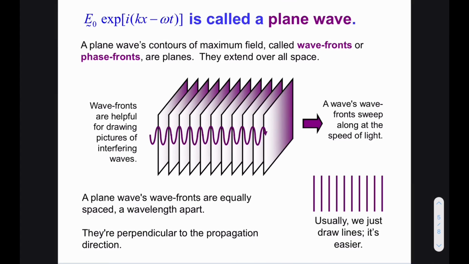Now, the contours of maximum field of a wave are known as the wavefronts or phase fronts. In the case of a plane wave, these wavefronts or phase fronts are planes. These wavefronts extend all over space and they travel at the speed of light. You can see the wavefronts of a plane wave in this figure. The wavefronts of a plane wave are equally spaced. They are a wavelength apart. These wavefronts are also perpendicular to the direction of propagation of the wave.